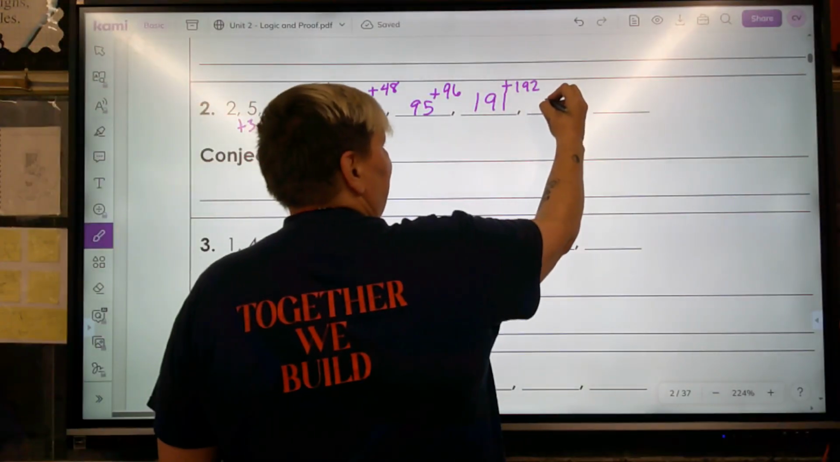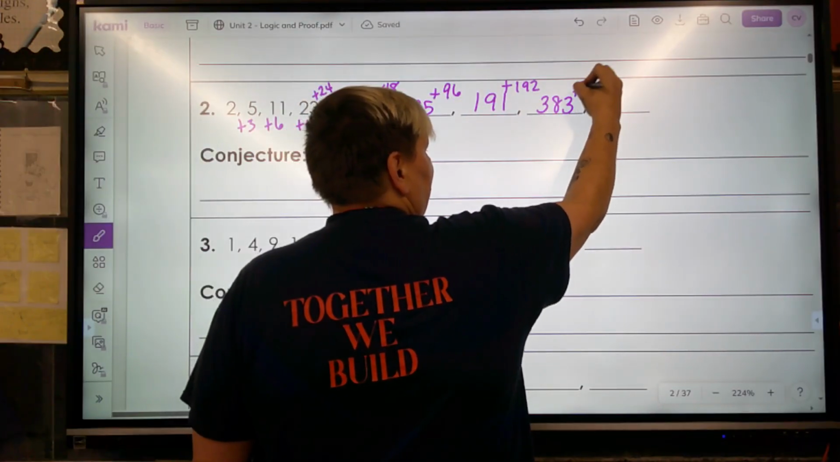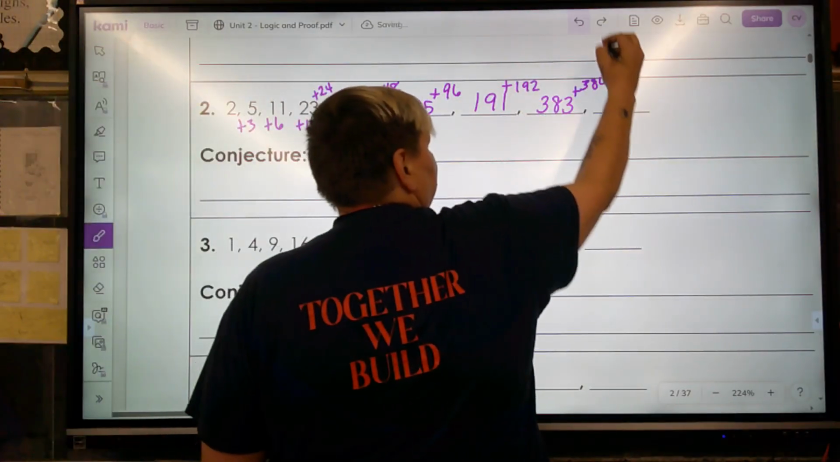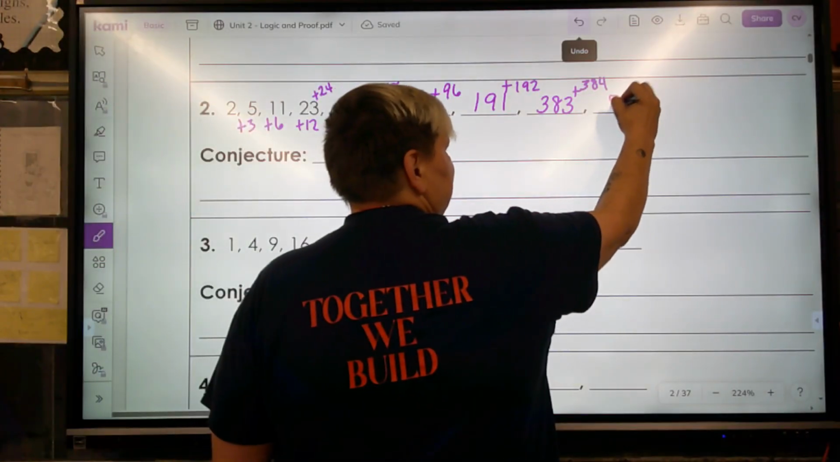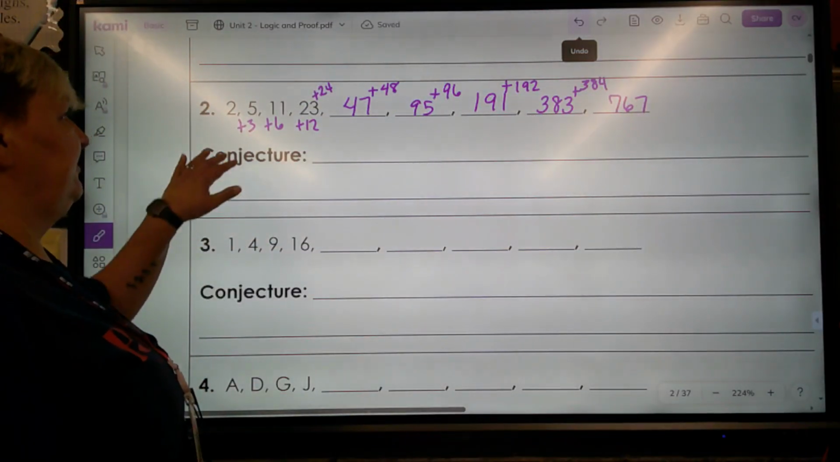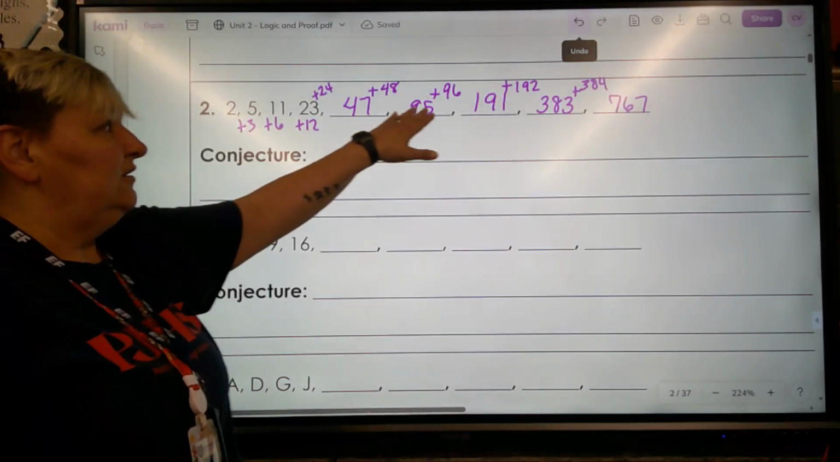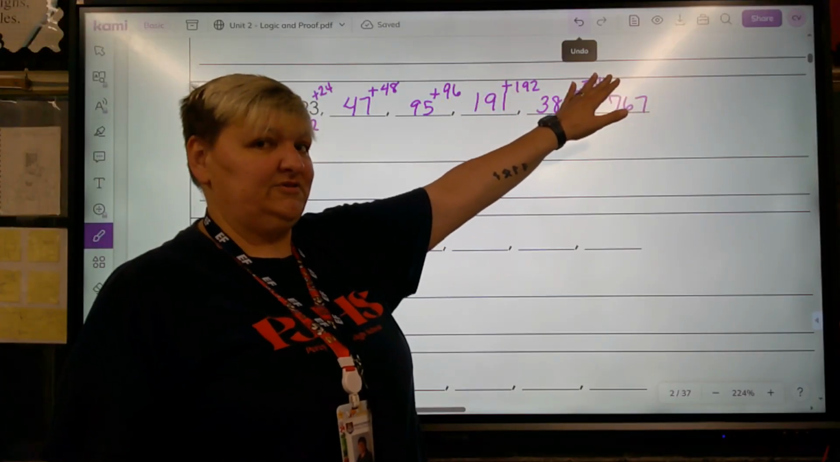Add them together, we get 383. Then the consecutive number, 384. Add those together, you get 767. So, which pattern was easier? Doubling it was easier in the beginning, but using consecutive numbers was easier in the big numbers.